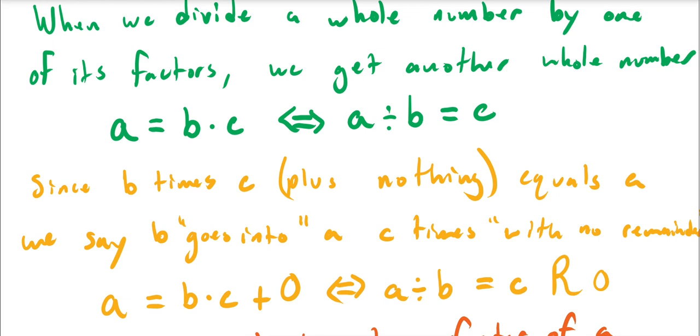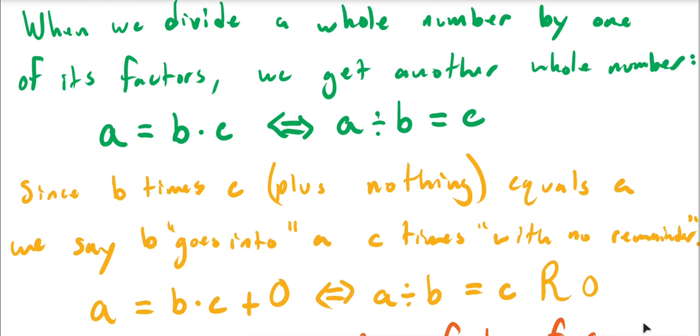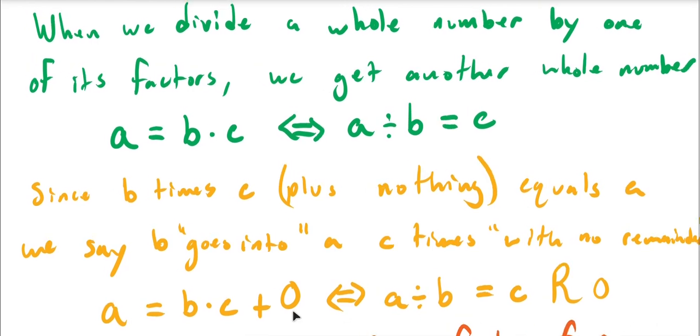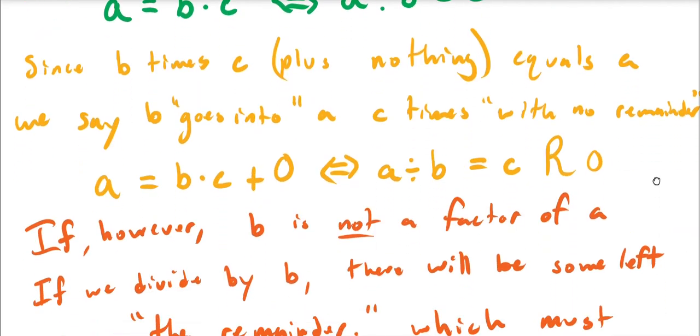Since this could be rewritten with a little plus 0 going on here, we would also be able to say b goes into a c times with no remainder. There's nothing left over when I take c groups of b and multiply them together. I actually just get a. I don't need to add anything to that to get to a.